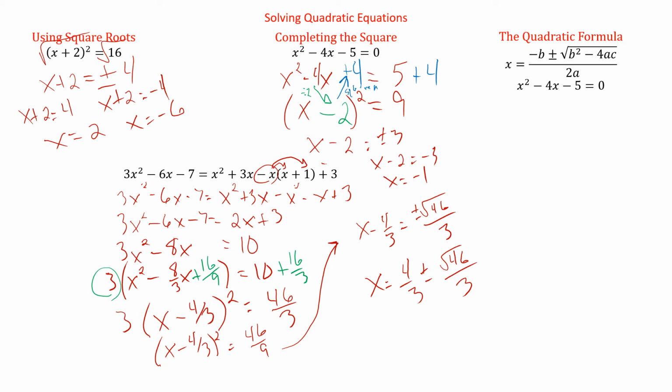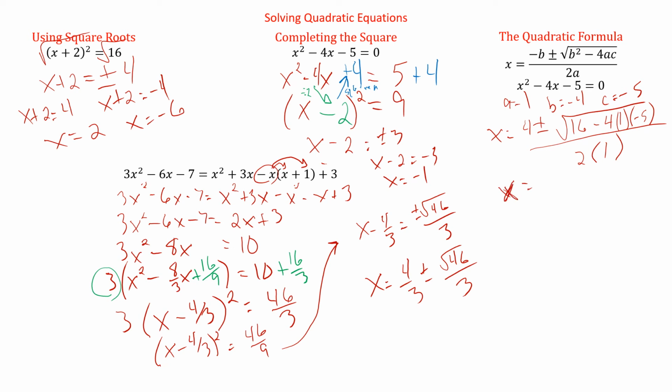A is 1, b is negative 4, c is negative 5. So we just plug it in. x equals negative b, so that would be 4, plus or minus the square root of b squared, 16, minus 4 times 1 times negative 5, all over 2 times 1. Simplify.